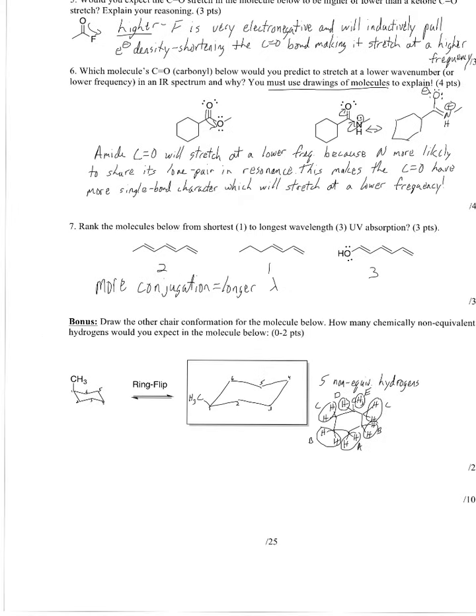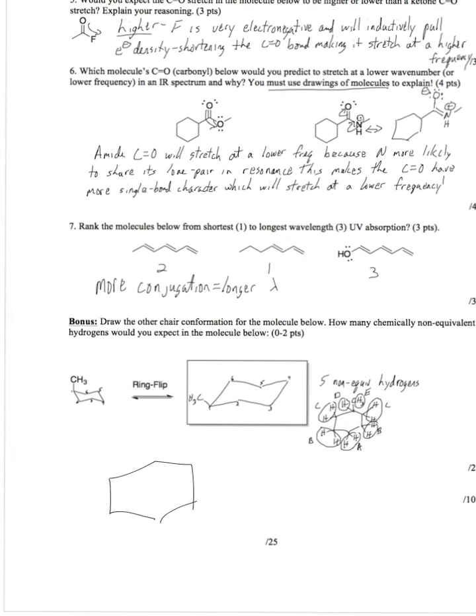For the bonus here, basic ring flip, we have an axial up CH3. So when we do a ring flip, we should have an equatorial up. If you're up, you're always up. But if you do a ring flip, you go from axial to equatorial. The number of non-equivalent hydrogens: because this ring flip can happen very fast, essentially the 2 hydrogens on 6 are the same, and they're the same as the ones on 2. This molecule is very symmetrical.